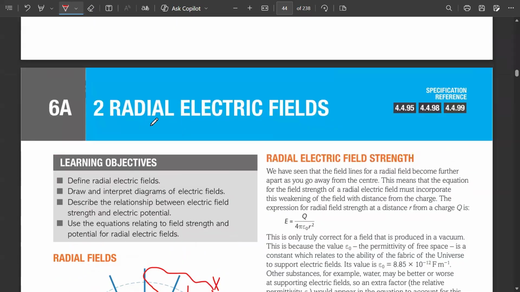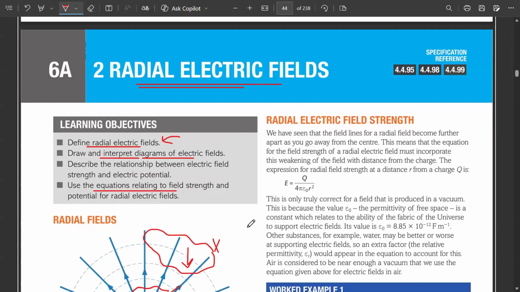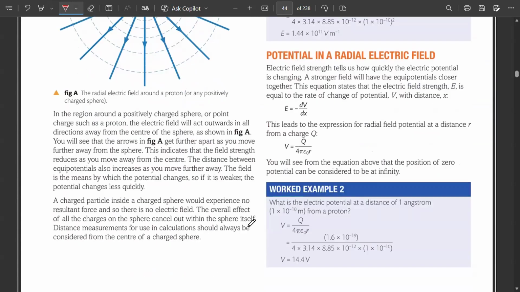So this is known as the radial electric fields which are on a circular surface. So here you should know how to define the radial electric fields, draw and interpret the diagram of electric fields, describe the relationship between electric field strength and the electric potential, then use different equations to find the electric field strength between 2 point charges, not on a surface.